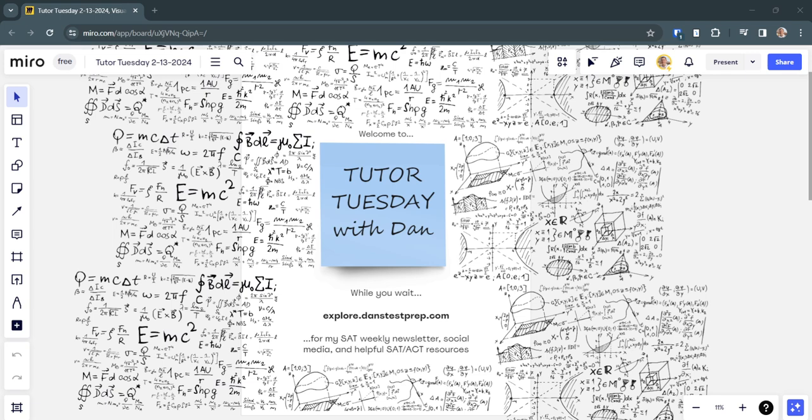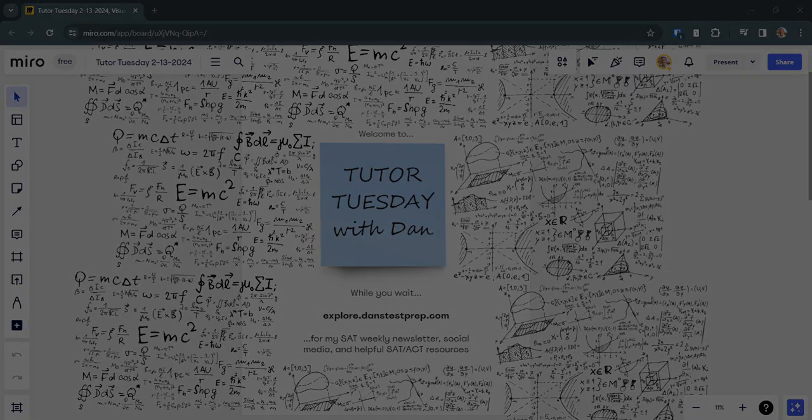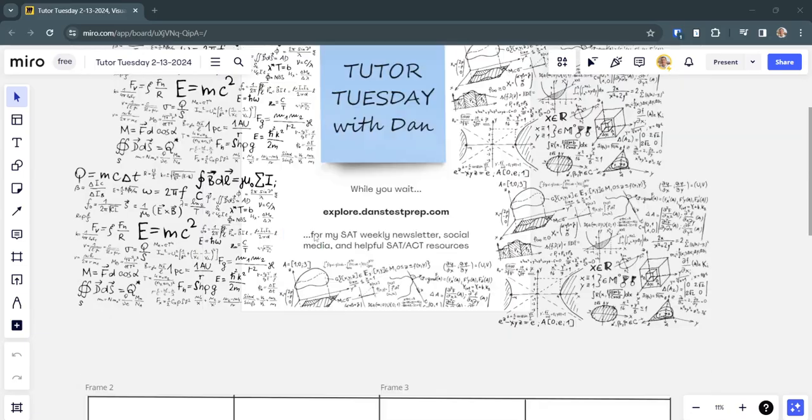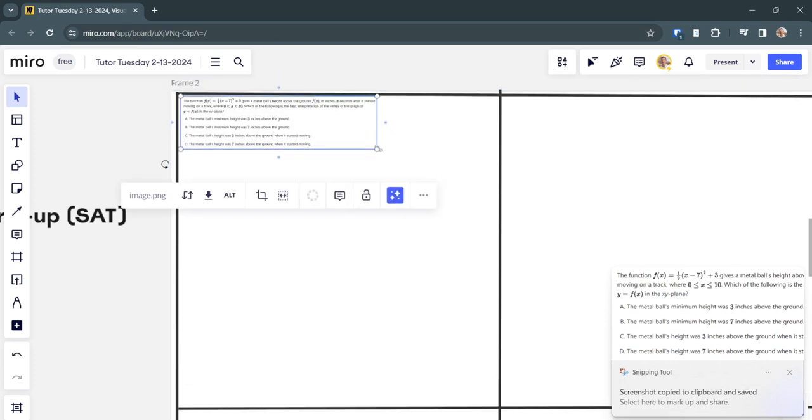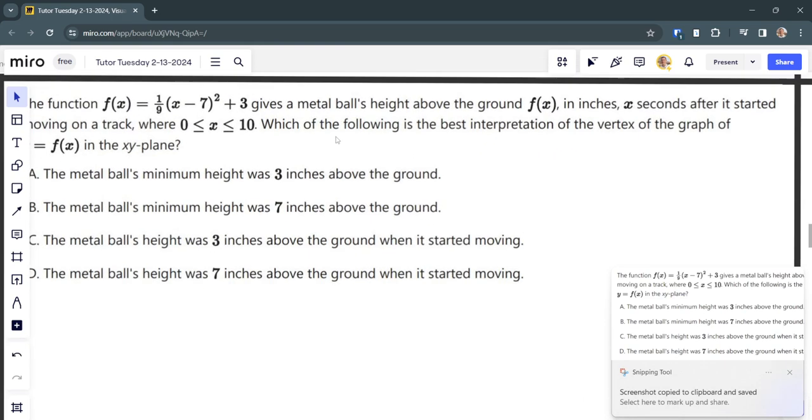So advanced graphing, I'm not really sure if I know exactly what you mean, but there are some graph type questions that show up on the SAT that we could potentially go over. So let me see if I can find one of those. Oh, here's one. Here's an example of a question.